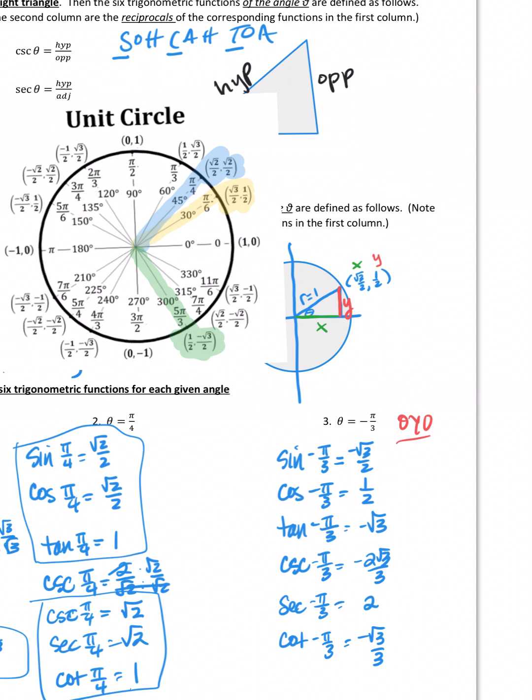Okay, so here's the 6 trig ratios I got. Check your work, and let me know what questions you have when you get to class. Good luck. We'll see you then.